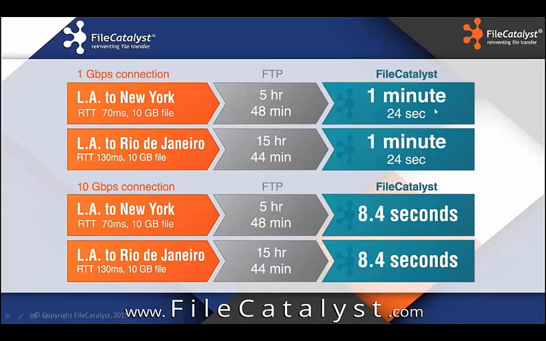With FileCatalyst, this will take a minute 24, once again, because we're maximizing the throughput. So with FTP, you're using a fraction of that gigabit line, and with FileCatalyst, you're using the full bandwidth. Now, if you look at the speed here for 130 milliseconds, LA to Rio, once again, the RTT increases, FTP gets affected, we stay the same.